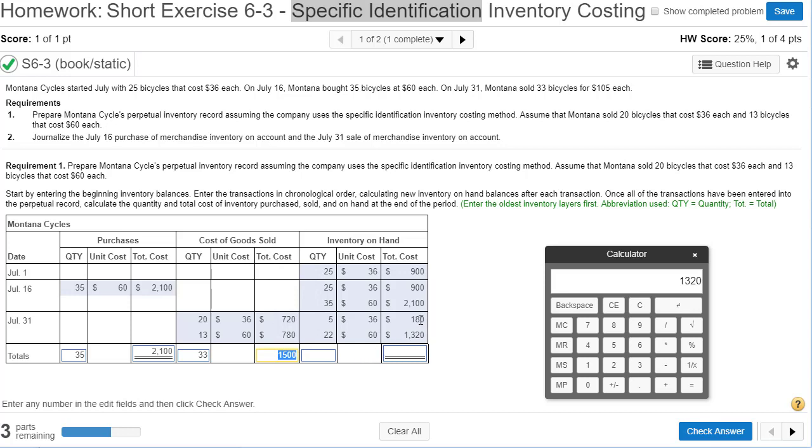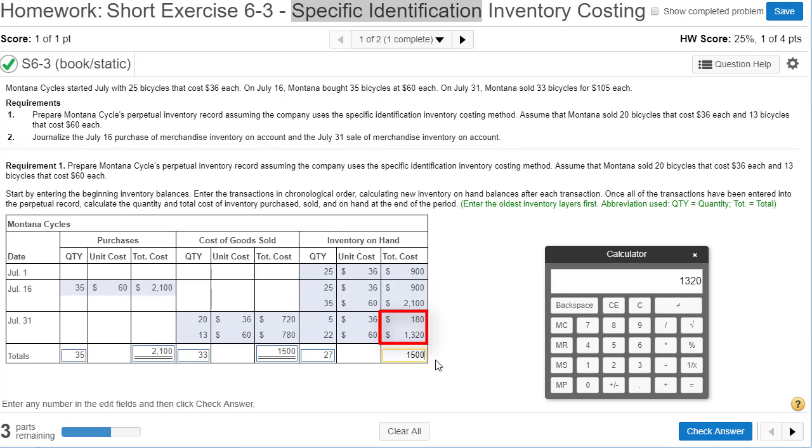Now, how much inventory do we have left over? We have to look at just this last date. We can't go up here to July 1st or July 16th because that's past history. We have to look at our last updated inventory. We had 22 at one layer of cost, and we had 5. So we add those together. So we got 27 bicycles. And how much did they cost us? $180 plus $1,320 is what? That's $1,500.